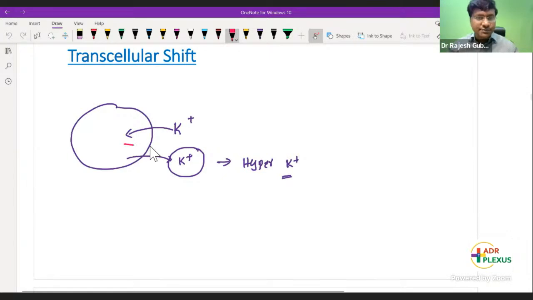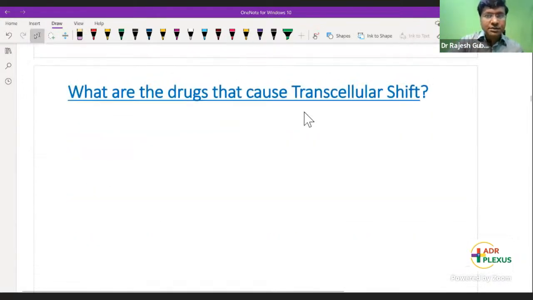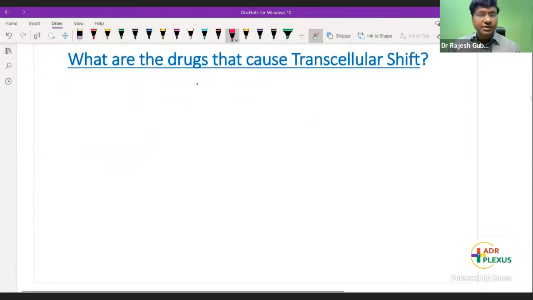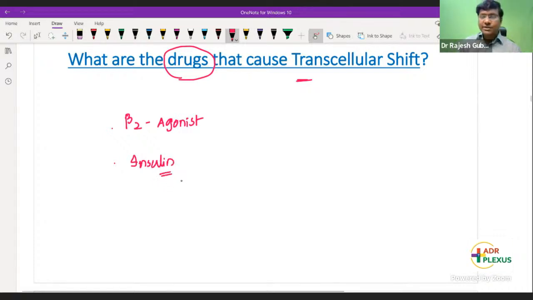Now, that was about your hyperkalemia story. Now, let me discuss about the transcellular shift of potassium from outside to inside causing hypokalemia. So the first important thing is, what are the drugs that will cause the transcellular shift? The drugs which will cause the transcellular shift is, number one, beta-2 agonist, very good, Shiba, and the other one is insulin.